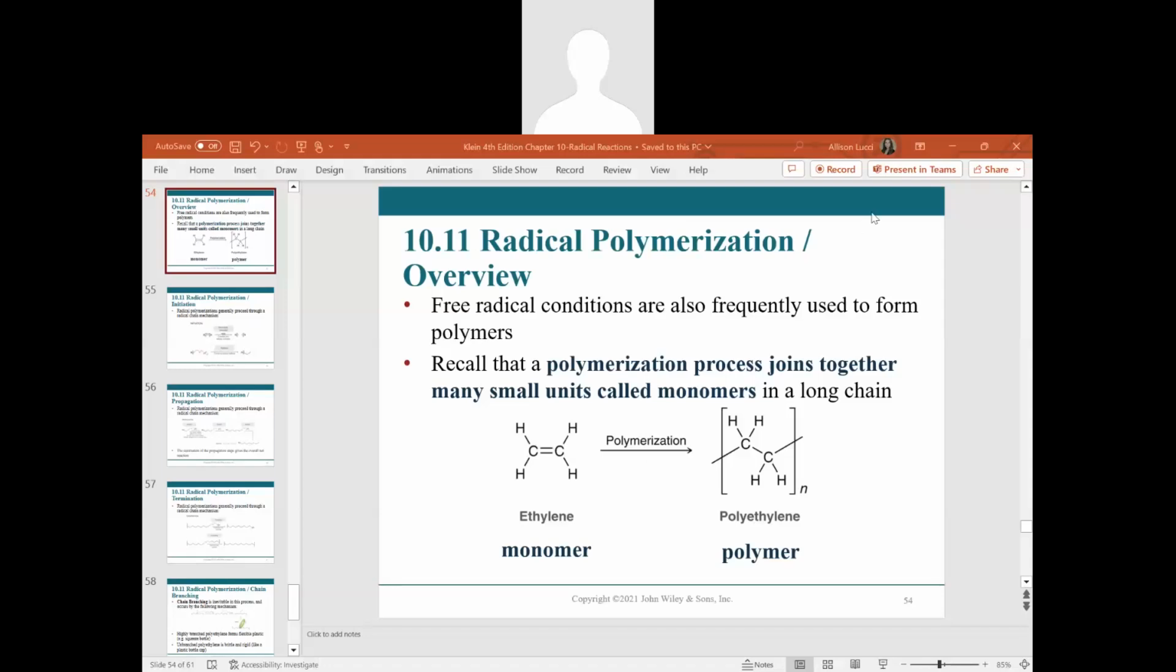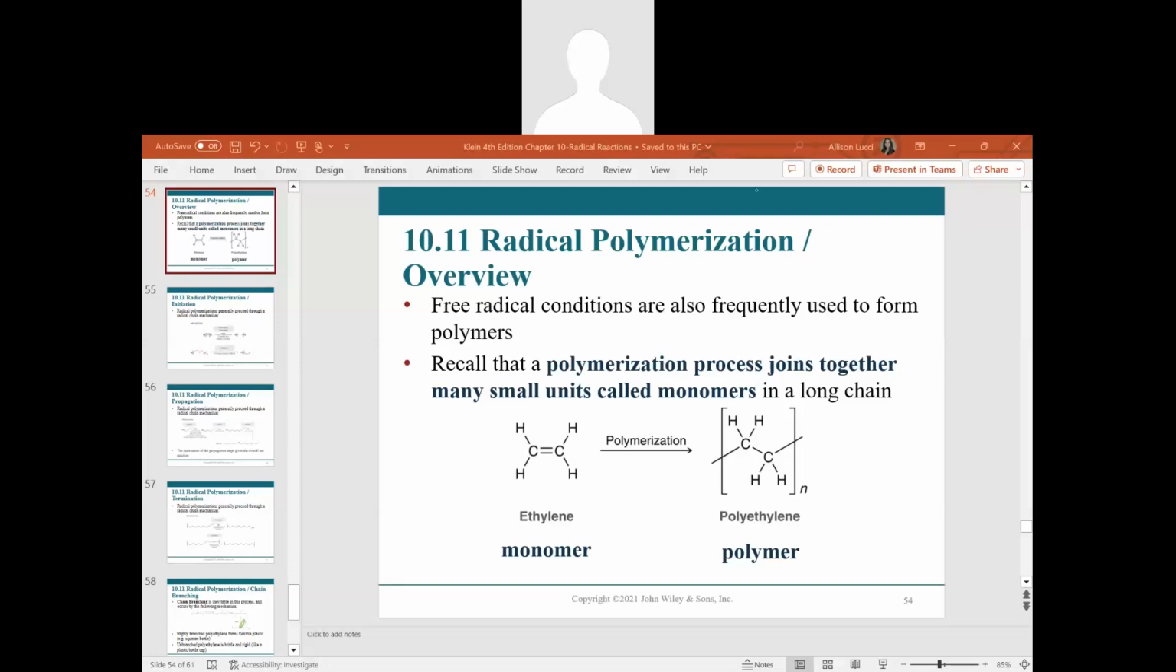This last section from Chapter 10, 10.11, on radical polymerization, may be the one that you are most familiar with, whether you know it or not, already, before I even introduce you. So this is the section that tells us about radical polymerization.